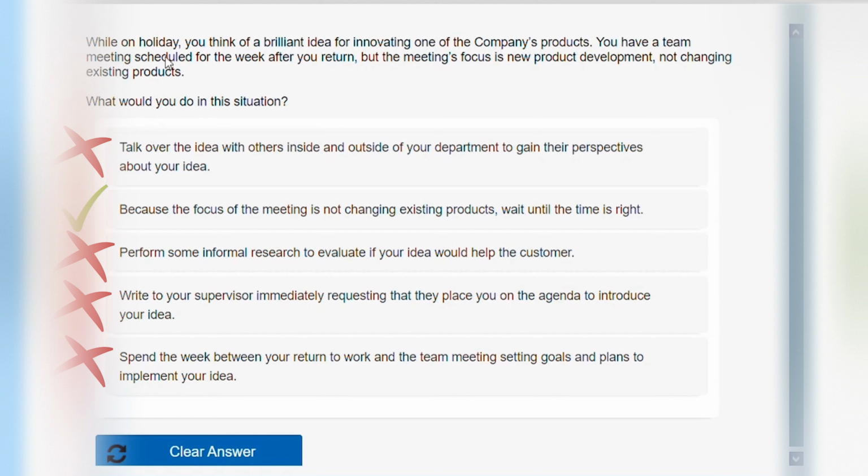So the best option here would be wait until the time is right. Because if the meeting is about something else, you can't just sabotage the meeting with your idea. Rather, you let the meeting flow as is and then you find the right time for your idea to be passed on to your team.